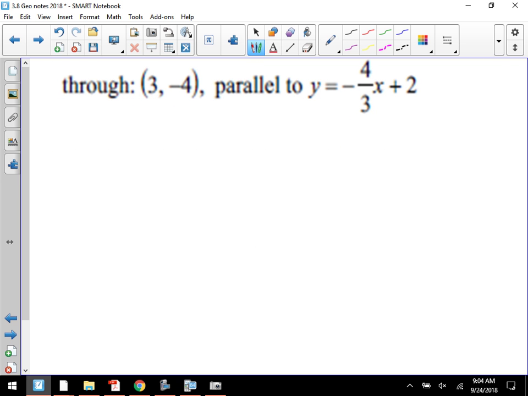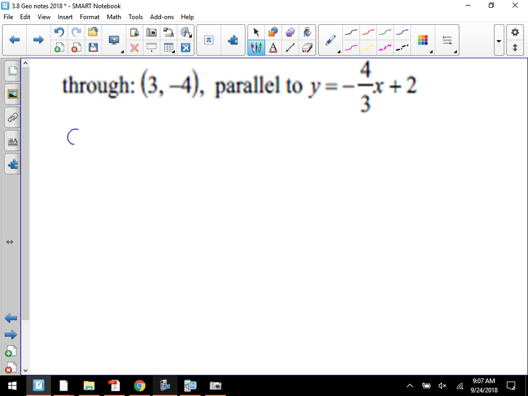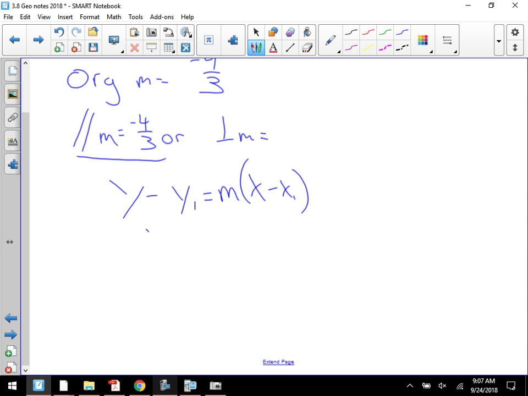Okay. Try that one. What's the original slope? Which is it, parallel or perpendicular problem? What's parallel to negative 4/3? Negative 4/3. Point slope. And fill in the blanks. Was it 3, negative 4? So y plus 4 is negative 4/3 x minus 3.